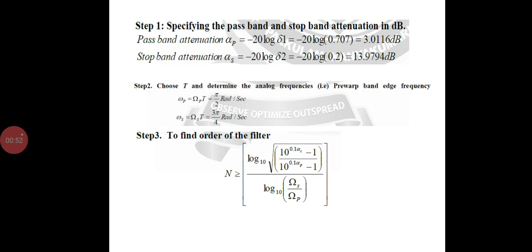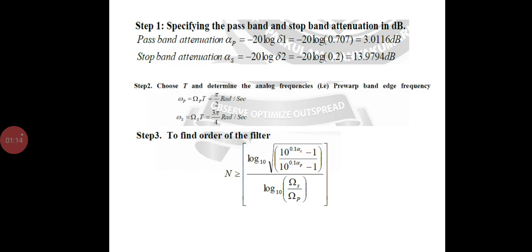And next, in the second step, we want to find the analog frequency. Since we are using the impulse invariant method, analog omega p equal to digital omega p divided by capital T. Similarly, analog omega s equal to omega s divided by T. Therefore, by using the formulas we are going to find the values for analog omega p and omega s.